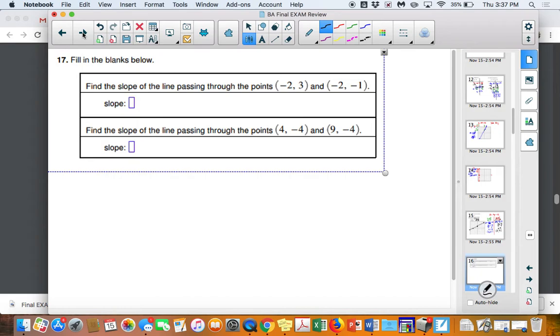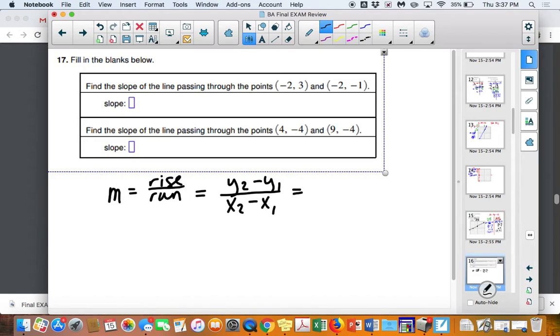Okay, let's see here. Fill in the blanks below. Find the slope of the line passing through these 2 points. Okay, well, you've got to know the slope formula, because I can't tell you come test time. You've got to know that slope is rise over run. That's not technically the formula, that's the definition. The formula is the difference in the y's. That's how you get rise. Y's is rise, so remember y's goes up. Run is the side to side, so we do x2 minus x1.